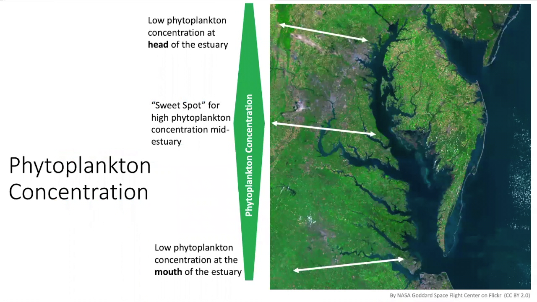So the big take-home message here is that there tends to be kind of a sweet spot for phytoplankton concentration in the mid-estuary, and this is because high suspended sediment concentrations in the head of the estuary limit the amount of sunlight in the water, so phytoplankton have a hard time growing in high concentrations, whereas at the mouth of the estuary there tends to be lower nutrients, and so that also prohibits the phytoplankton from thriving.